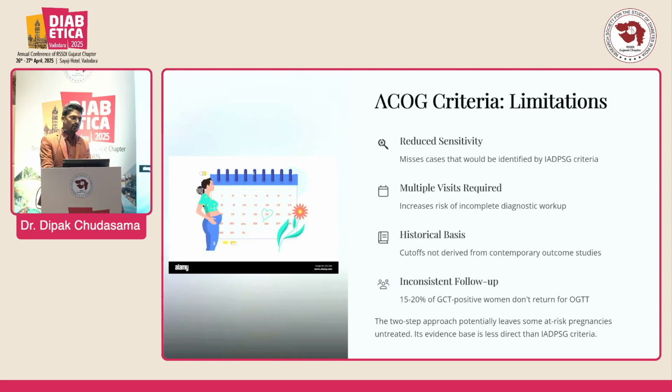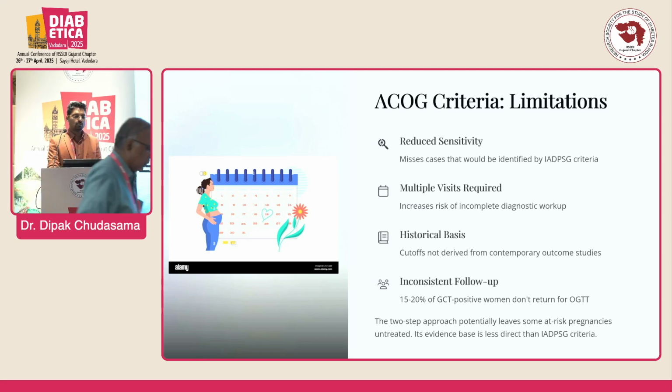Third, what are the limitations of this criteria? Reduced sensitivity. IADPSG had higher sensitivity, but sensitivity is reduced with the American College of Gynecology criteria. Multiple visits are required, because on the first day you do the step 1 50 gram test, and on the second day you have to call them for the 100 gram. Historical basis, cutoffs not derived from contemporary outcome studies. So it was not related to the HAPO study as well.